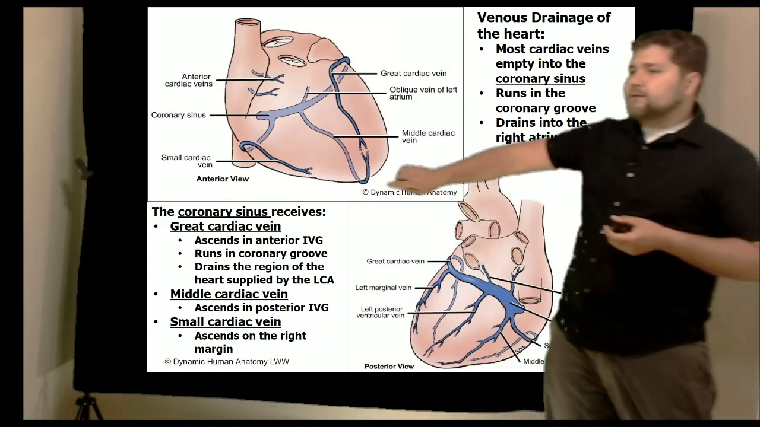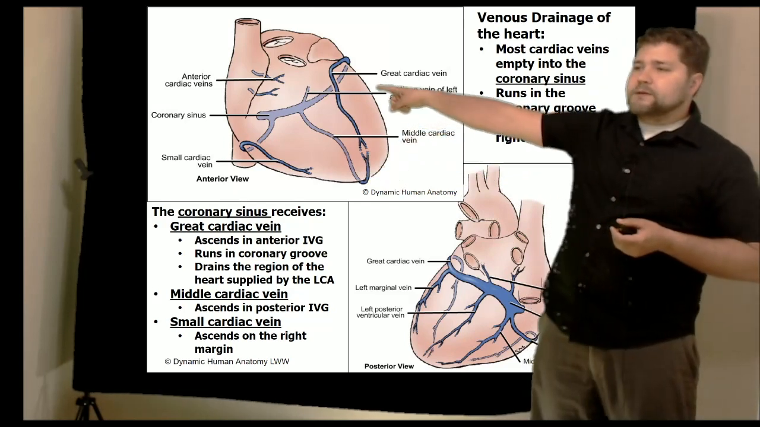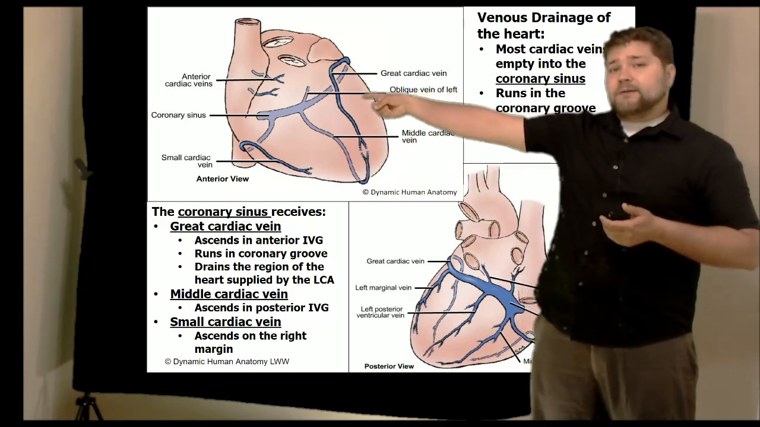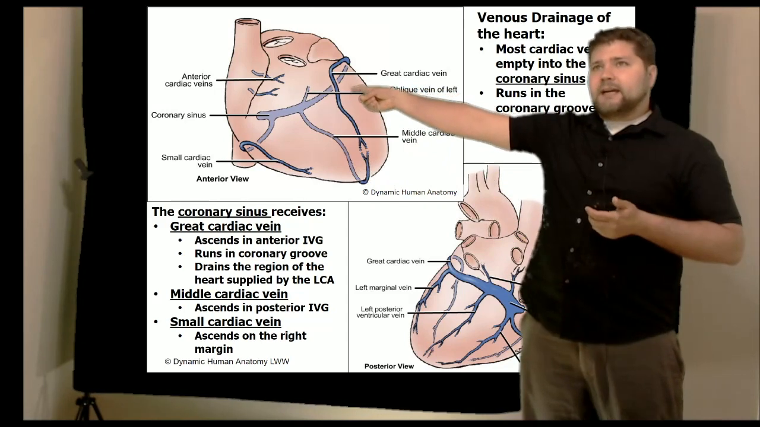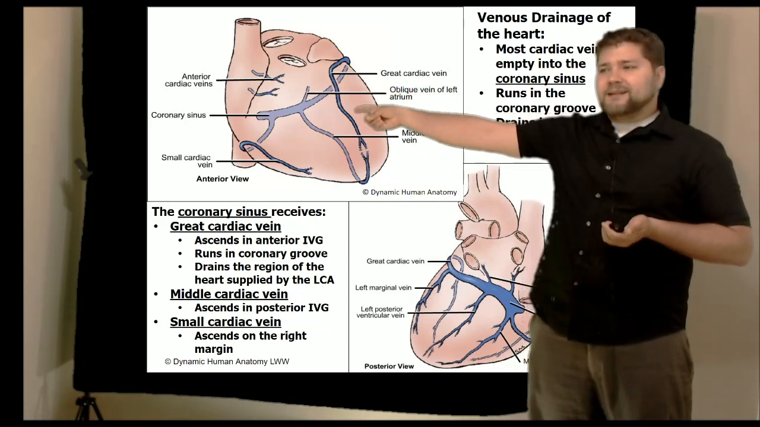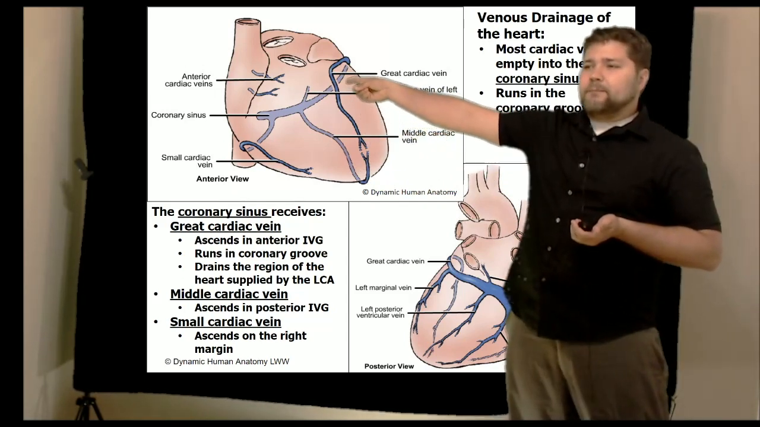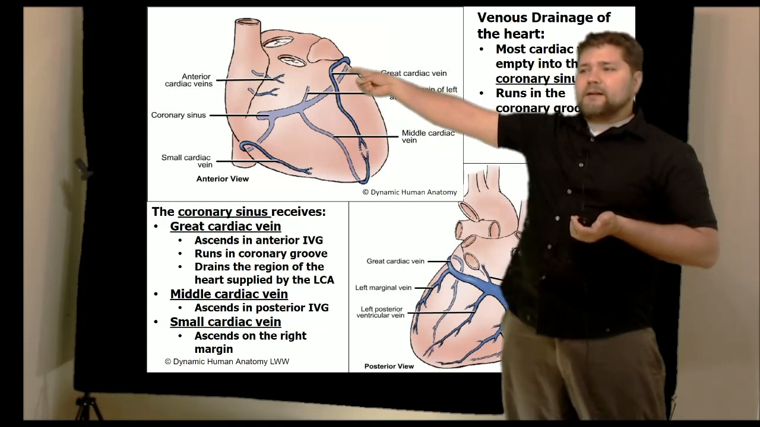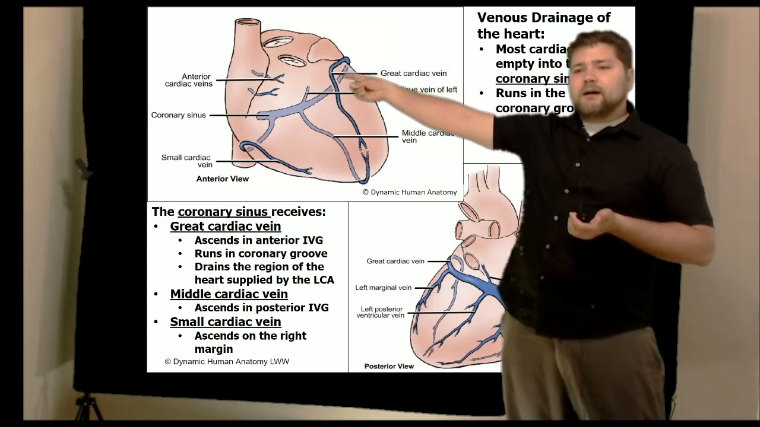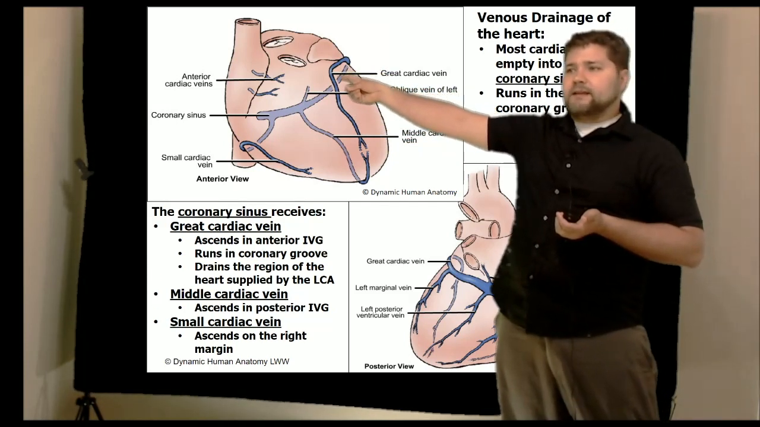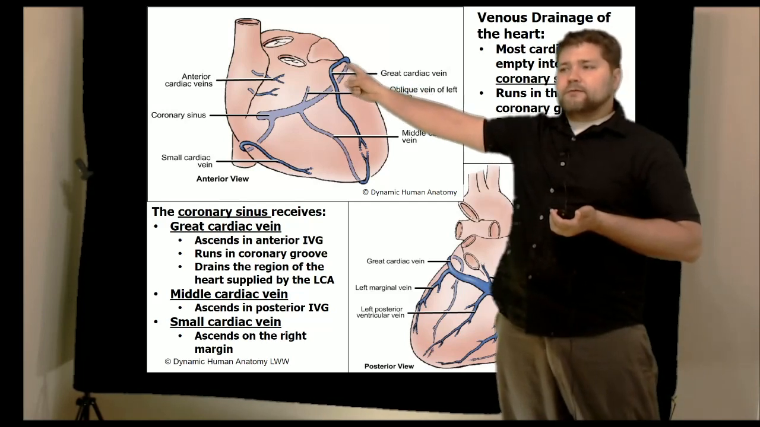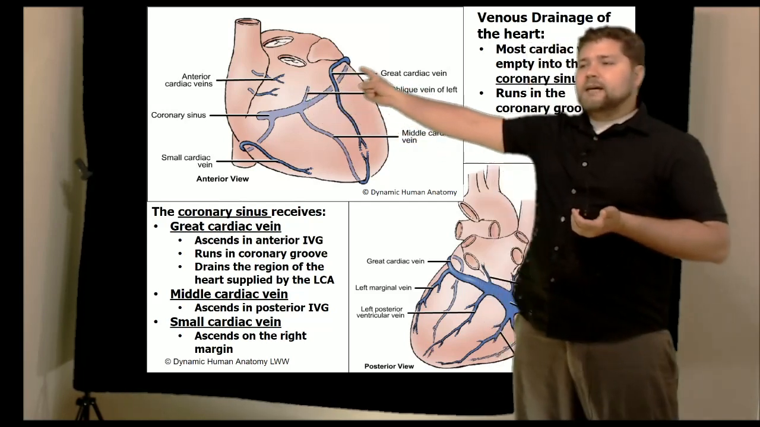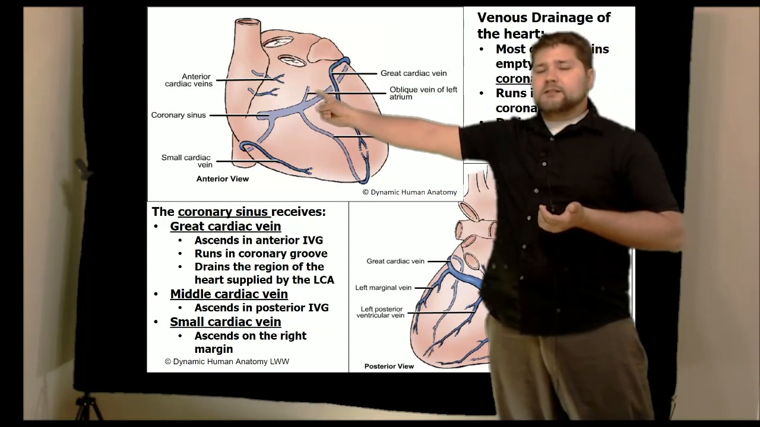So the great cardiac vein is going to be sort of the start of the whole cycle. We'll see that on the LAD side, or the left anterior descending / anterior interventricular artery. You'll see your great cardiac vein come up, and then as soon as it gets up around the atrioventricular groove, the groove between the atrium and ventricles, that's when it starts to become the coronary sinus.